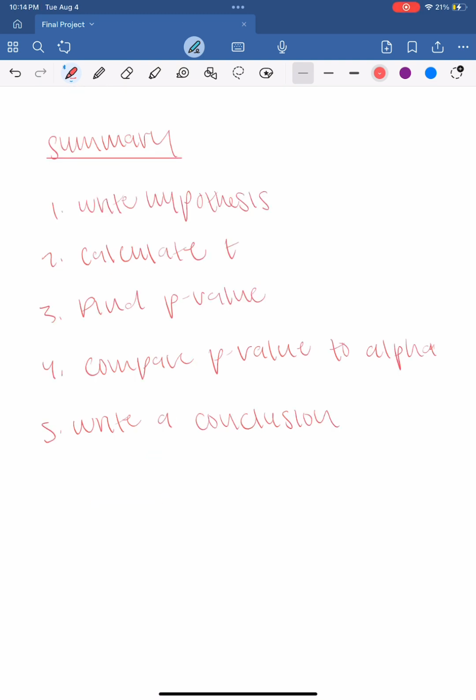To summarize, a one-sample t-test helps us determine whether a sample mean is significantly different from a claimed population mean. We first write the hypothesis, calculate the t-statistic, find the p-value, compare it to the significance level, then write our conclusion in context. In our example, the sample average was slightly higher than $1,000, but the difference was not statistically significant, so we failed to reject the null hypothesis.